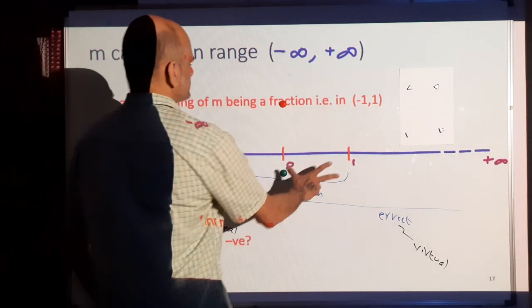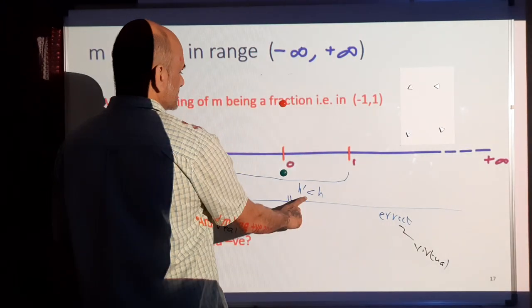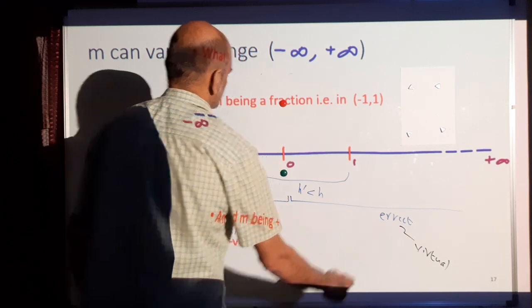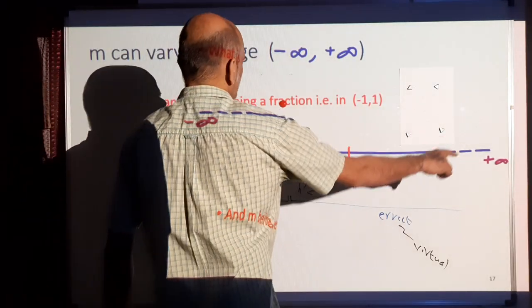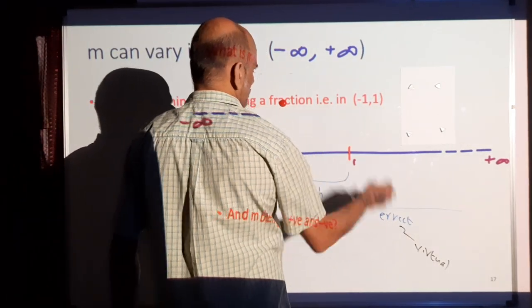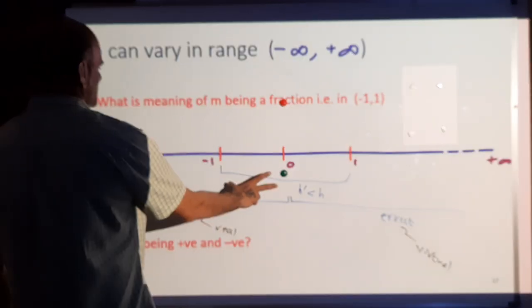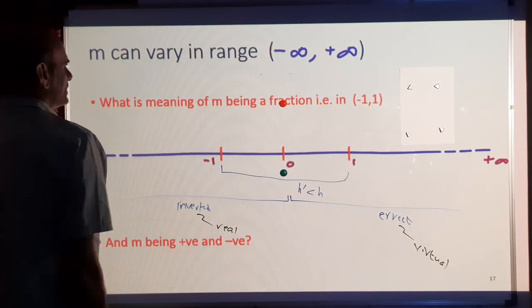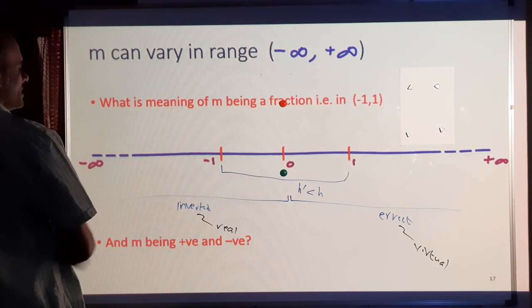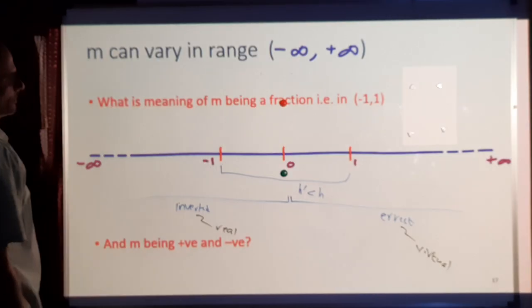So you can say from 0 to 1, it's a diminished image, virtual and erect. Between 1 and infinity, it's an enlarged image, virtual and erect. Between 0 and -1, diminished image, inverted and real. And between -1 and -infinity, enlarged image, inverted and real.